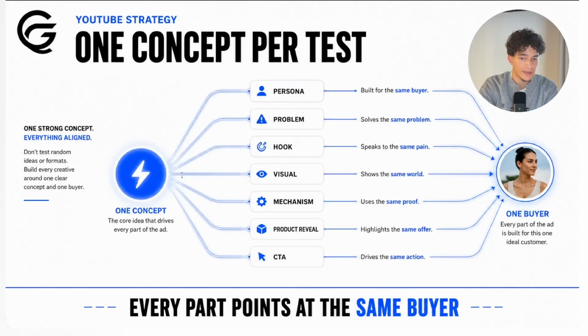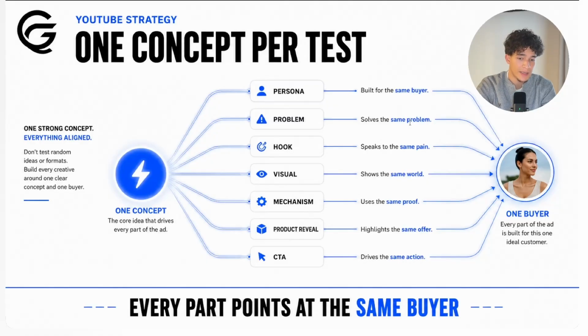For example, if you're targeting night shift workers who struggle to sleep during the day, the persona is night shift workers, your target avatar. And so every piece of the ad points at the same persona, the same buyer, night shift workers who struggle to sleep during the day. And that is congruency. And congruency creates way clearer signals, relevance, and learning for Meta, the viewer, and the strategist.